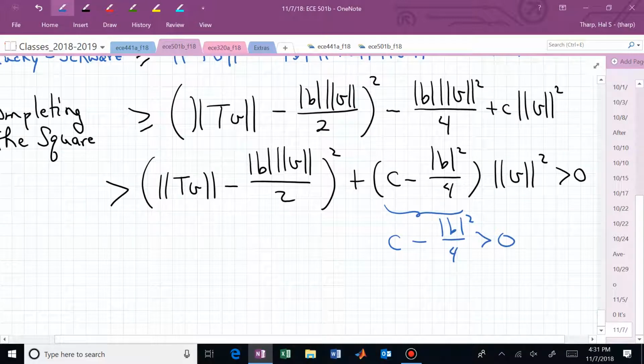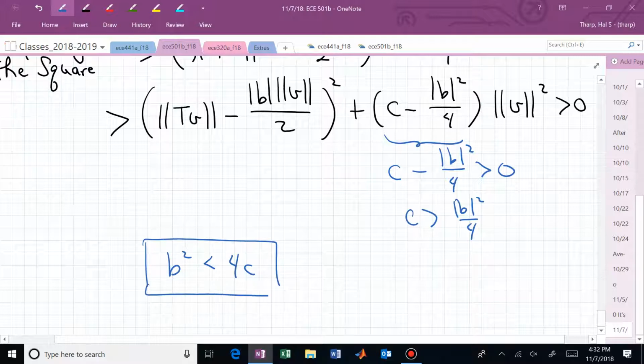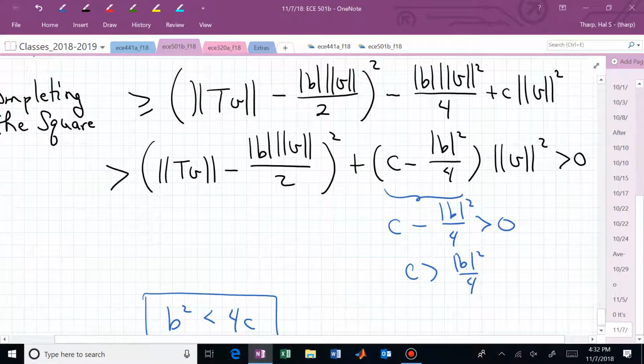Or I now need c to be bigger than b squared over 4, or b squared less than 4c. And remember, b and c were real. So I have the absolute value of b, that's squared is the same as b quantity squared. So that's what I assumed, and that's the only assumption I need in this expression to make sure that it remains positive.